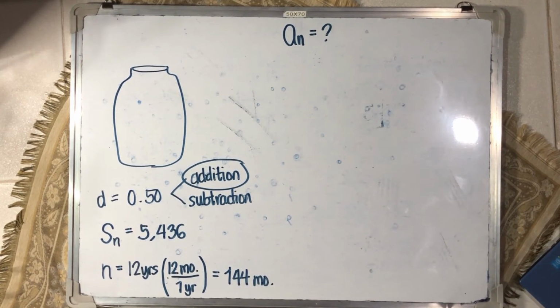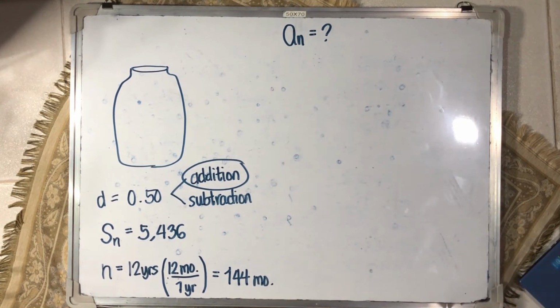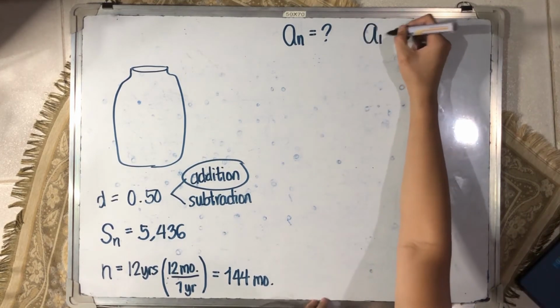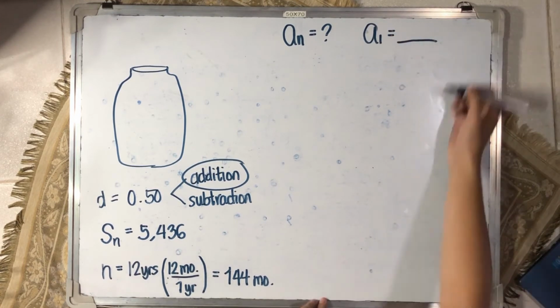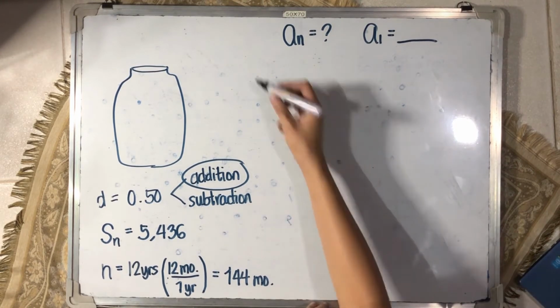Okay, for us to be able to find that one, tingnan natin ano yung magiging formula na gagamitin. But before that, let me ask you, may binigay ba siya kung ano yung initial amount na ipinasok niya sa cookie jar? Yes or no? Wala, di ba? Ang binigay niya lang is ang increment na d, ang sum after 12 years, and then ang number of months, which is 12 years, converted to 144 months. So basically, wala din siyang binigay sa atin na a sub 1, the initial amount na pinasok niya. So what are we going to do now?